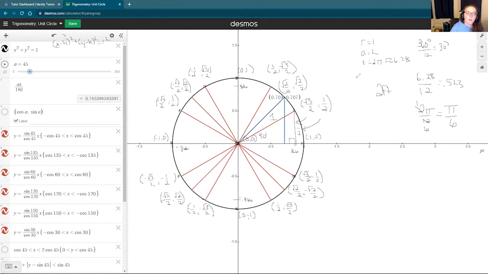Okay, so typically speaking, we don't write radians in decimals. We're usually just going to write them in terms of pi, at least as far as high school goes, okay? So let's do a different color for radians. This guy right here is going to be pi over 6, okay?